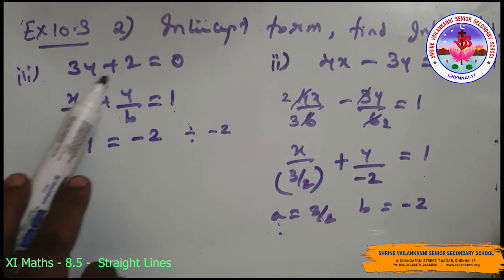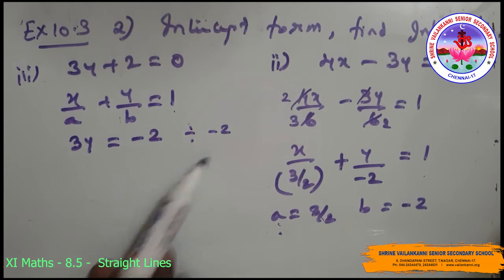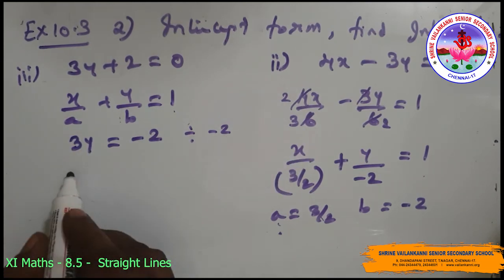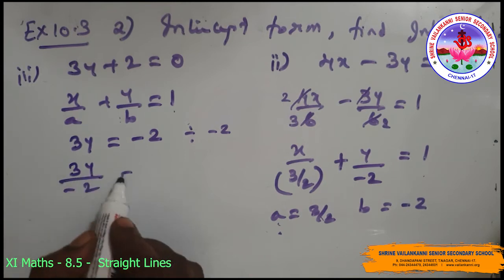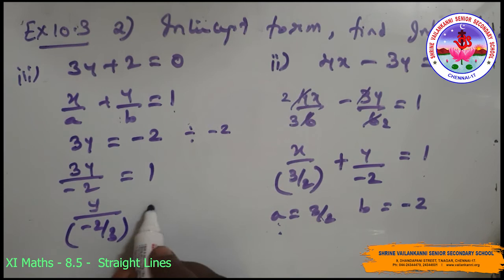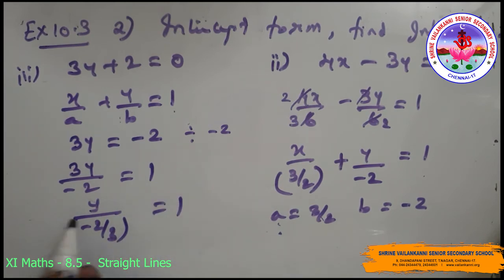Third subdivision, 3y + 2 = 0. So 3y = -2. The whole equation divided by -2, we get 3y/(-2) = 1. So y/(-2/3) = 1. Here we don't have x/a, which is 0. So a intercept is 0 and b intercept is -2/3.